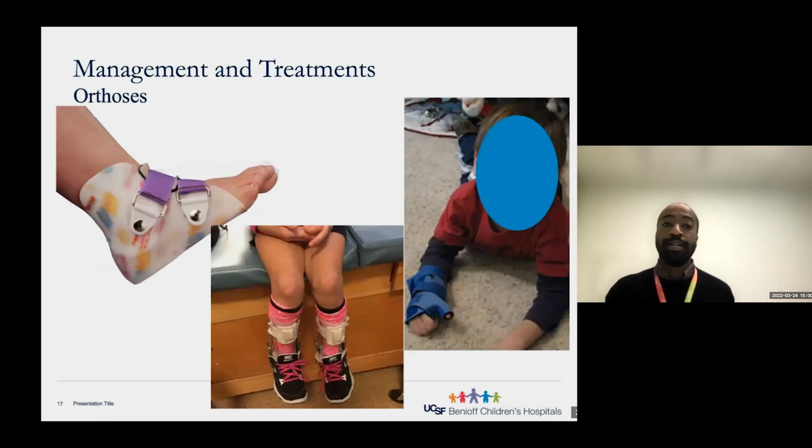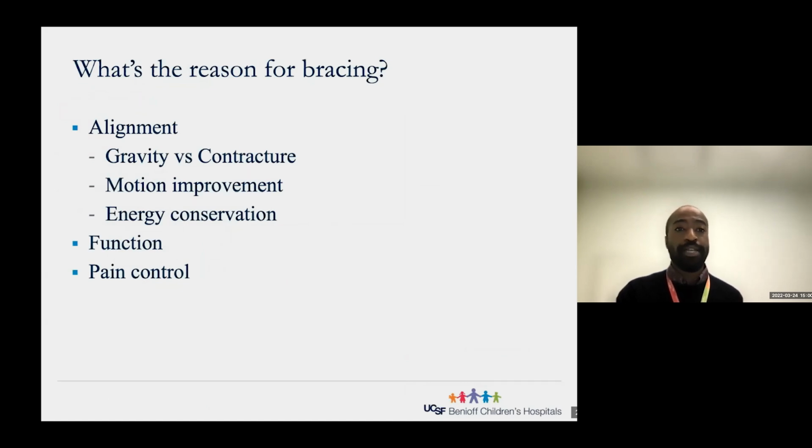Next, we'll talk about orthotics and bracing. Reasons for bracing include alignment to prevent deformity, to manage contractures, to promote motion in the typical range of motion or typical movement patterns, and also to conserve energy, which all bring about improved function. Bracing can also help with pain control and prevent limbs or joints from going through range of motion or movement that is unnatural to them.